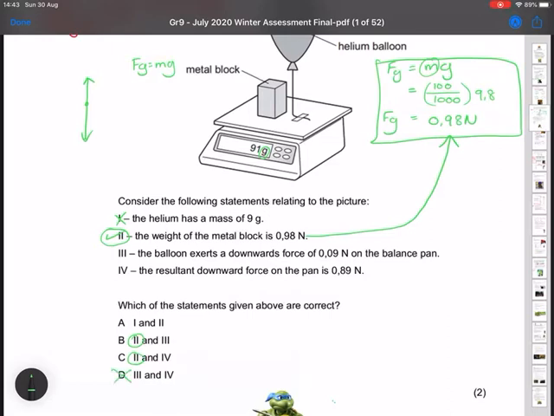I also told you that the helium has a mass of 9 grams, also not true. We don't know. You can calculate what it is, but let's have a look at that part 3 and 4. The balloon exerts a downward force of 0.09 newtons on the balance pan.